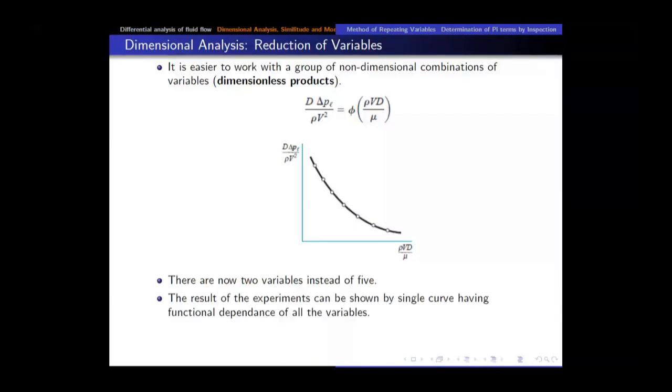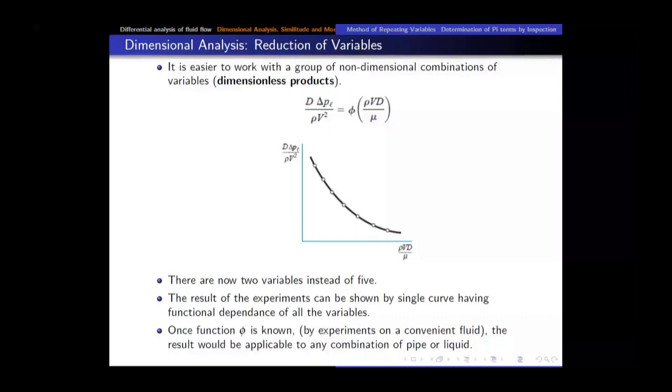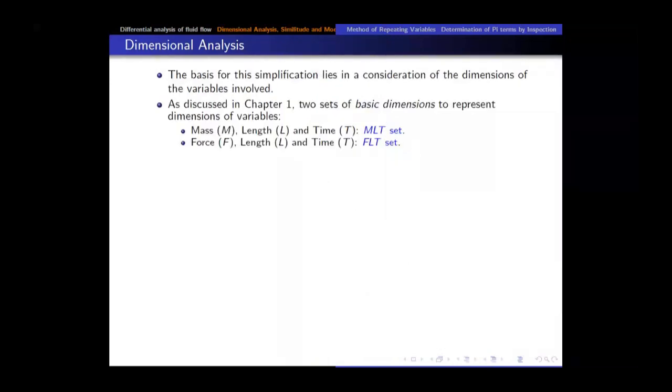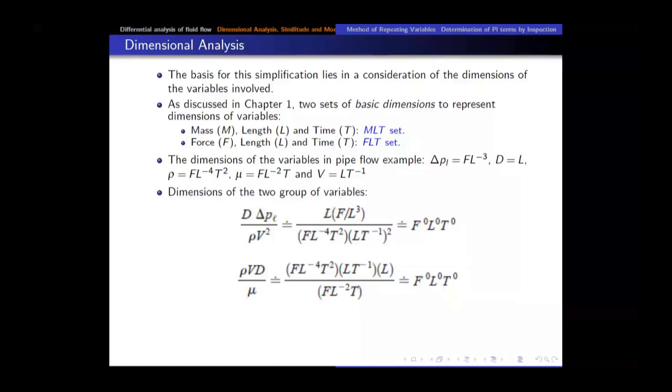Now how to conduct these experiments. Now, you would be wondering how they are non-dimensional. You can either use the MLT system or the FLT system, which you have discussed in chapter number 1, and we know all the dimensions. Delta P by L is FL to the minus 3, because it is delta P divided by delta x. Diameter is only length, and then rho we can calculate in the FLT system, and mu as well, and velocity is meter per second. So we can see that these two are non-dimensional.